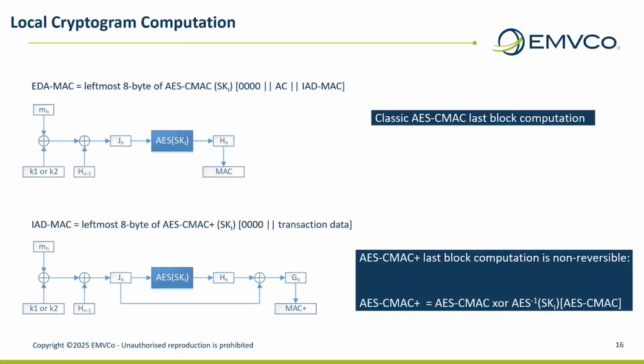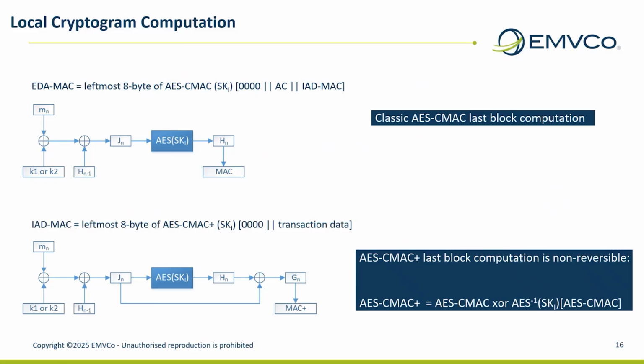This is my final slide, and with this I want to briefly present the two MAC calculations involved in Kernel 8. The top diagram shows the final block of the calculation of the local cryptogram that is verified by the terminal as part of local authentication. We refer to this cryptogram as the EDA MAC. And as you might guess from the left-hand side, XORing of two subkeys K1 or K2 with the final message block MN and the message chaining block HN-1, the MAC calculation is CMAC.